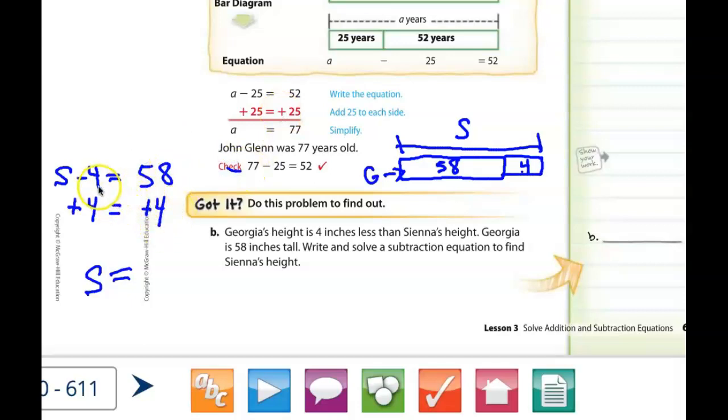Okay, we're actually going to create a zero pair. If we have negative 4 here, we're going to put positive 4 underneath it. We're going to add 4 to this side, and so that creates a zero pair, and that becomes nothing. So S is left by itself. And so if we did plus 4 on this side, we have to do plus 4 on this side. Go ahead and solve that for me. What is 58 plus 4? Okay, that is going to be 62. So Sienna is 62 inches tall.